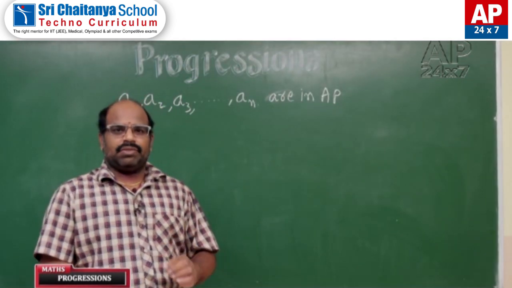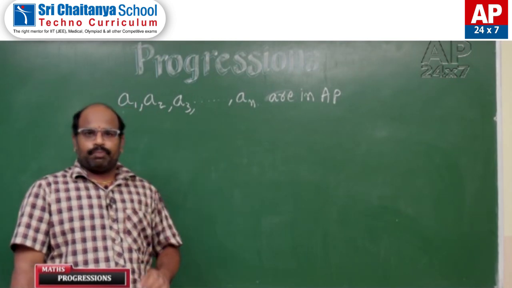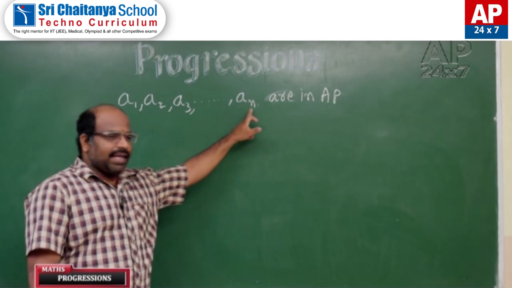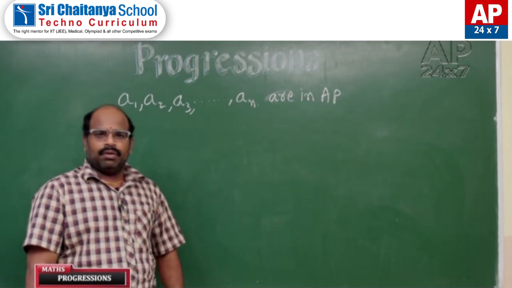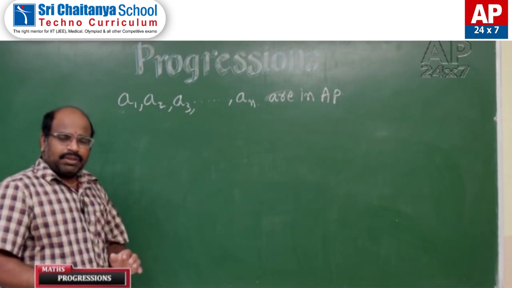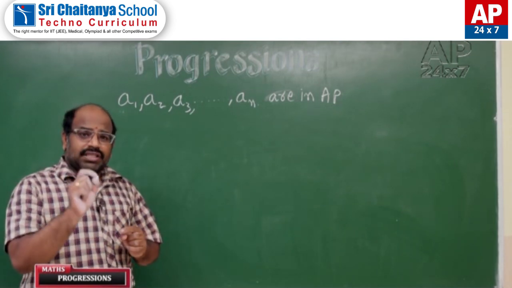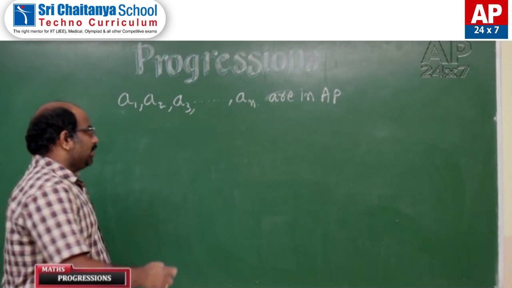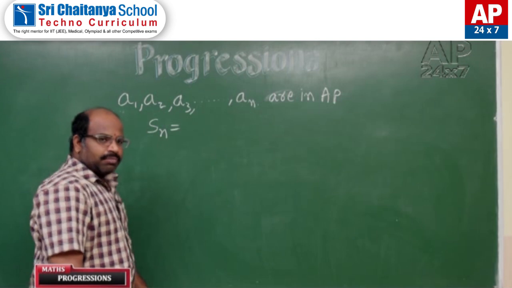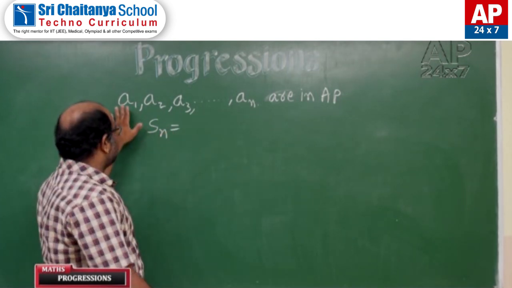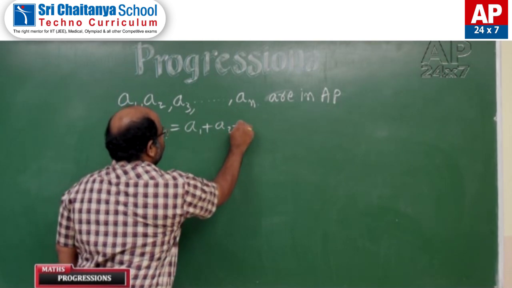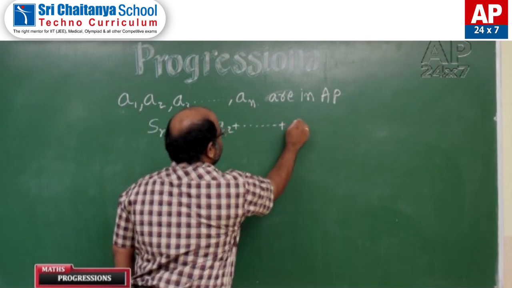Now, let us discuss one of the important points. Assume A1, A2, A3, and so on, An are in AP. What is the meaning of Sn? Sn is nothing but the sum of the first n terms of an AP. What are the first n terms here? A1 plus A2 plus so on plus An.